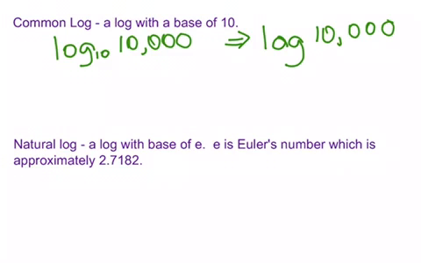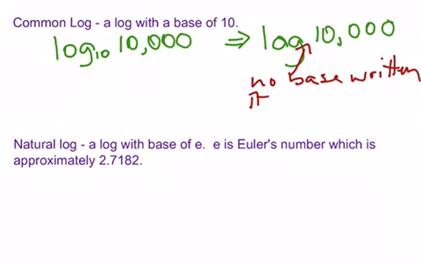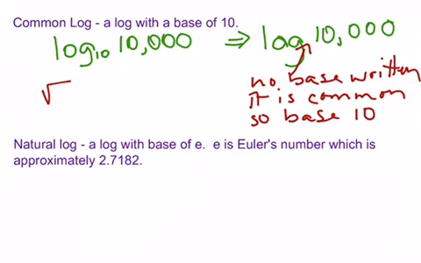The thing to know here is if there is no base written, it is common log, so base 10. Kind of like when we do the square root of 4, we don't have to put the 2 up there. It's understood. If you see log written without a base, it's understood that it's 10.